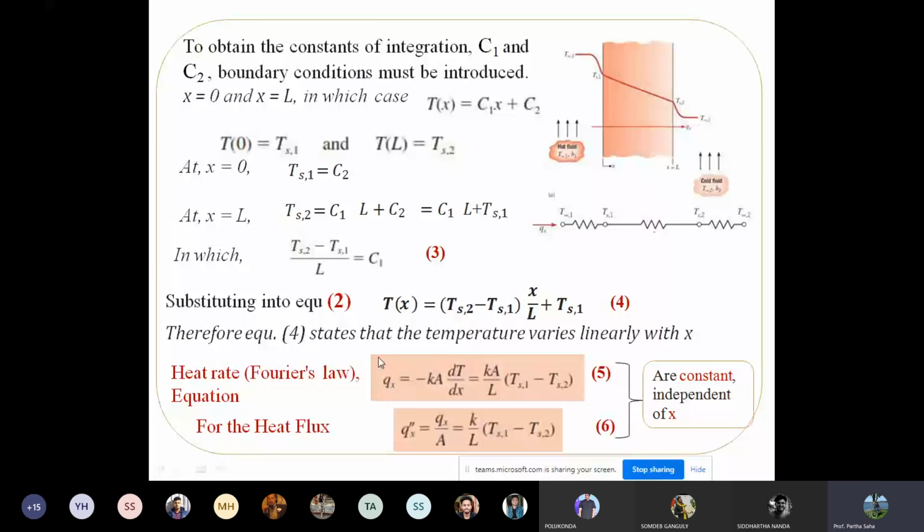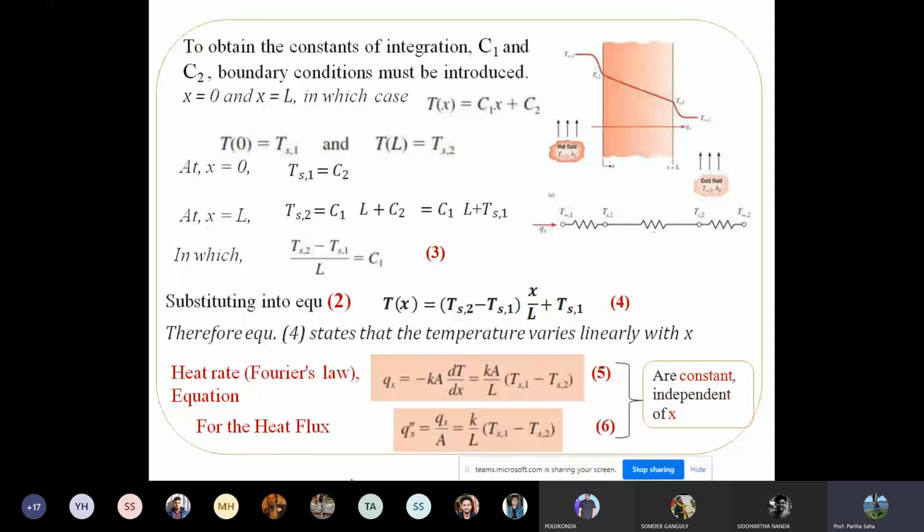If you substitute this value, equation 4 states that the temperature varies linearly with x, right? T(x) = (Ts2 − Ts1)x/L + Ts1. The heat rate from Fourier's equation becomes qx = −k dT/dx. That is the heat transfer through the plane wall, which is k(Ts1 − Ts2)/L. Or you can write the heat flux, which is the heat loss per unit area, q'' given because of the heat flux. So the unit is watt per meter square.